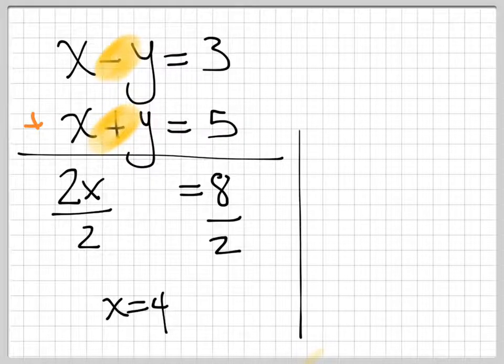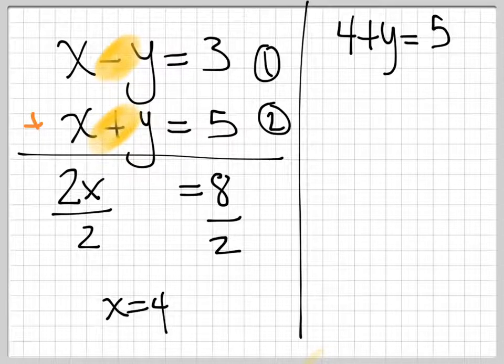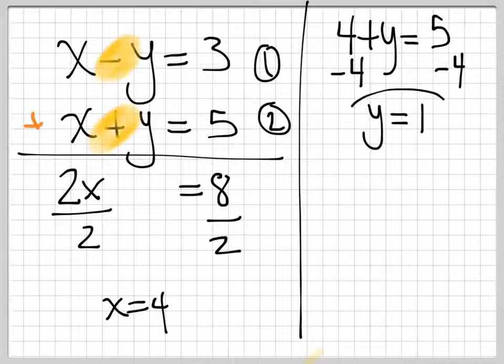And just like with substitution, when you eliminate, you get rid of a variable, and so you still have to solve for the other variable. So you need to pick one of the two. Let's go ahead and pick, if this is equation 1 and that's equation 2, let's pick equation 2 and write 4 plus y equals 5 and move the 4 over, and we get y equals 1.